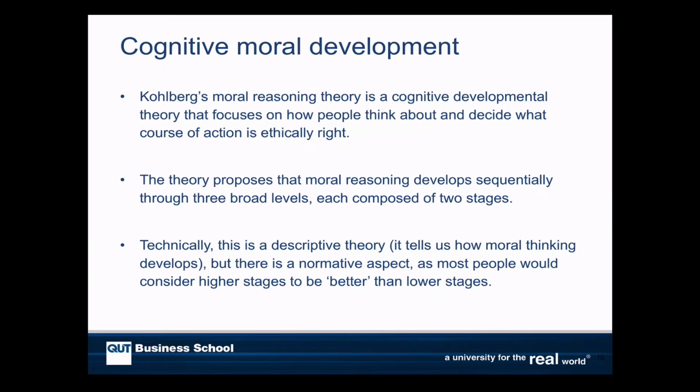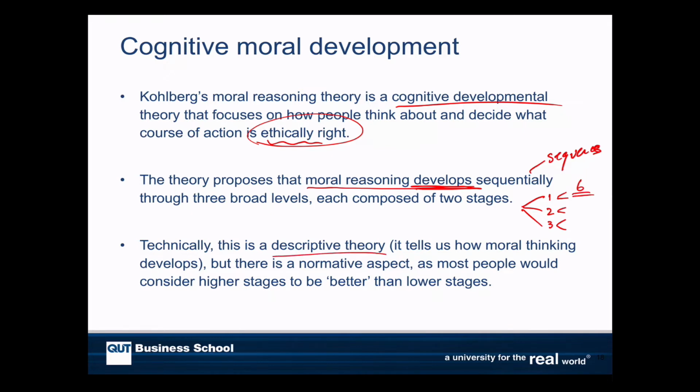So Kohlberg's theory is based upon this idea that as humans we develop cognitively, right? We can think more as we get older. And as we think about and decide on actions, we actually also think about whether they're ethically right. So the theory proposes that moral reasoning develops, and it develops in a sequence. So there are stages that we go through. He actually considers 3 broad levels, each with 2 stages. So if you think about it, there's actually 6 categories that he comes up with.